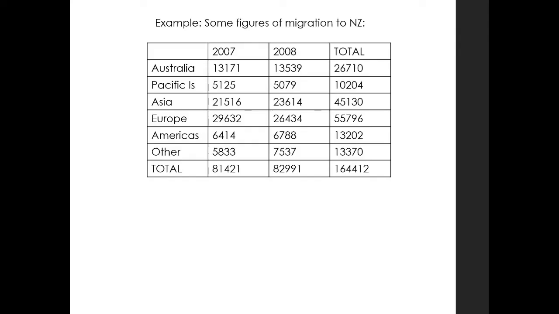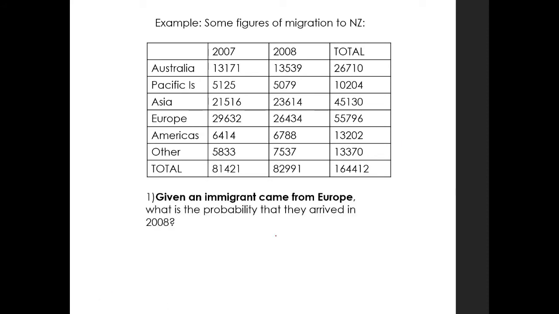So if we look at some examples of conditional questions: given an immigrant came from Europe. It's important that the first thing I do is realize that is a conditional question. And what am I conditioning on? Europe. Now the way you write that in statistical notation, you put a line in the middle and you say conditioning on Europe. What is the probability that they came in 2008? This is the way you write it. And as soon as I write it, look, the condition is Europe, right?